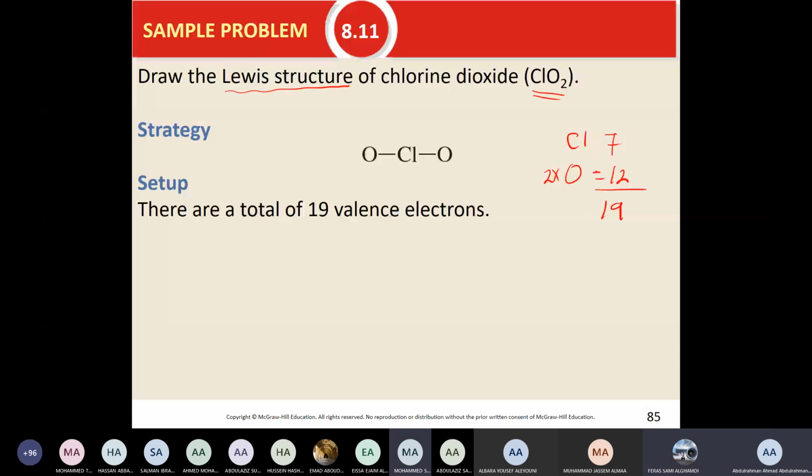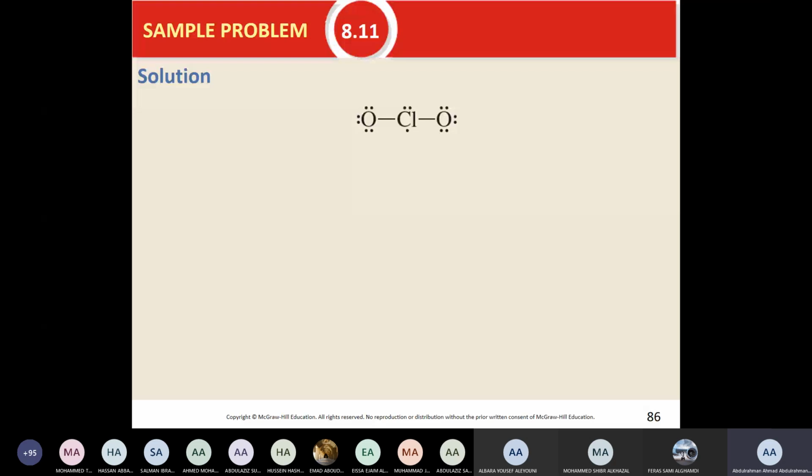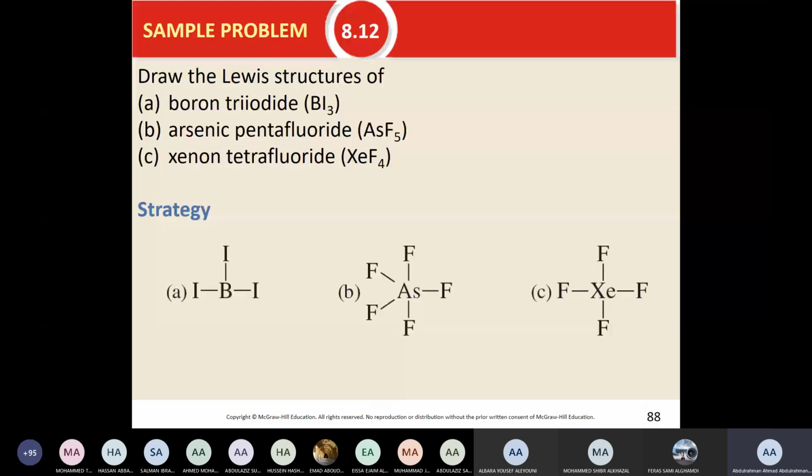No. Why not? Because it is an odd number. Then this means you cannot draw it. It will be like this. Very good.